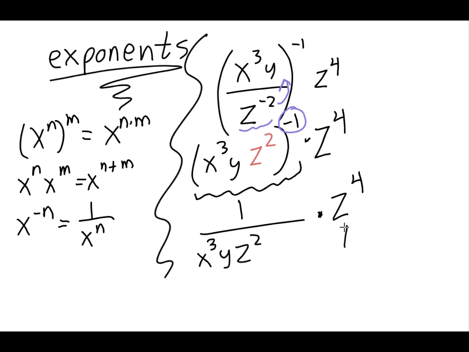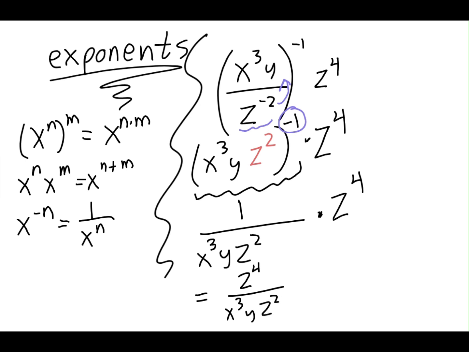Because what do you do with this z to the fourth? I didn't write it as a fraction. So there is an understood over 1 here. And if you want to think of it that way, that's great. You can do that. But what I like to do is I just like to think of everything as, is it in the numerator or is it in the denominator? Well, the z to the fourth, there's no division, so it's in the numerator. So this is z to the fourth divided by x cubed y z squared.